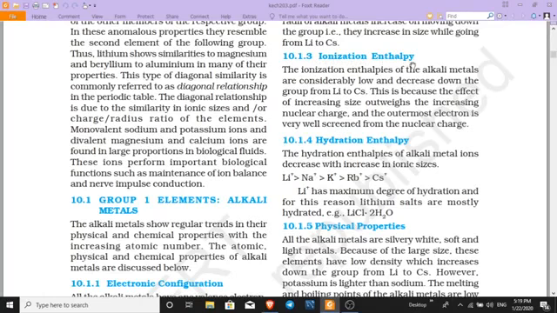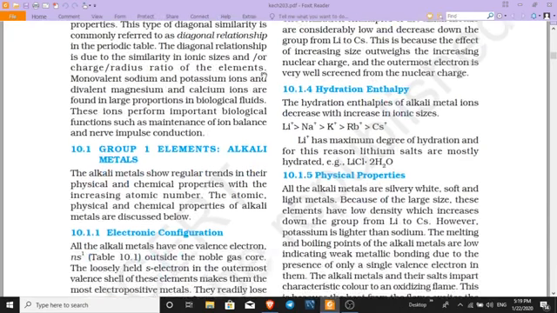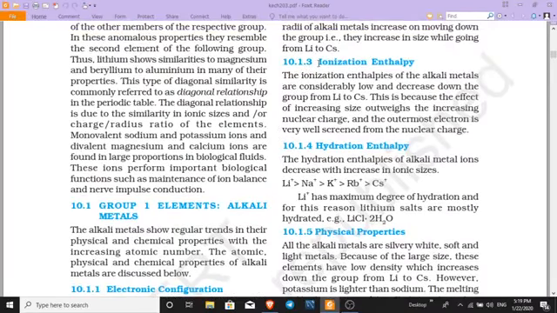Now coming to ionization enthalpy. The ionization enthalpies of alkali metals are considerably low and decrease down the group from lithium to cesium. This is because the effect of increasing size outweighs the increasing nuclear charge, and the outermost electron is very well screened from nuclear charge. Now, one question must come to your mind: what is ionization enthalpy?